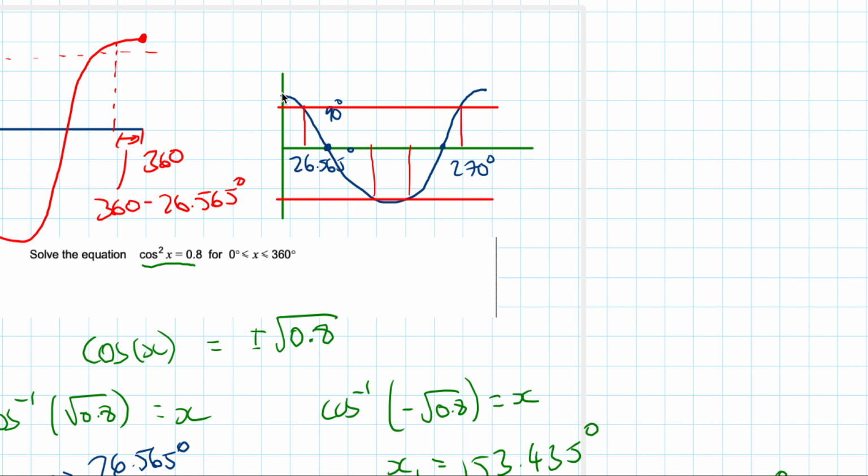Again, the same concept here. If you start from the top of the hill and you travel all the way down to where it first reaches minus root 0.8, then you have travelled 153.435 degrees. So then we use the same idea here. You start from 360 and you come down the hill. It's symmetrical. So this gap here is going to be 360 minus 153.435.